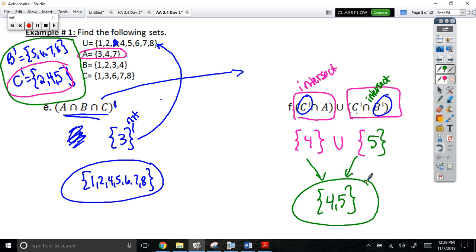And that's our answer. Now let's suppose that I change this symbol to be intersect. What would my answer be? The empty set, they have nothing in common. But since it's union, we put them all together. Why don't you guys try examples A and B on your own? On the back.